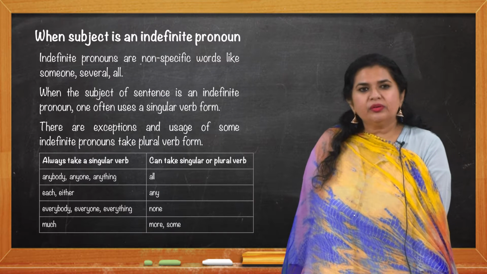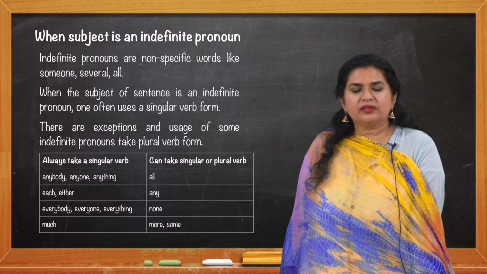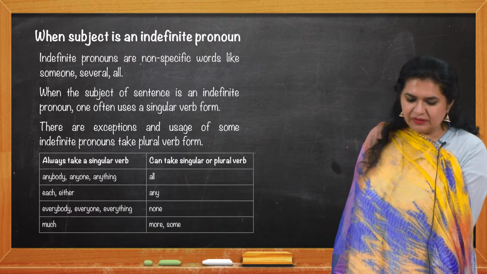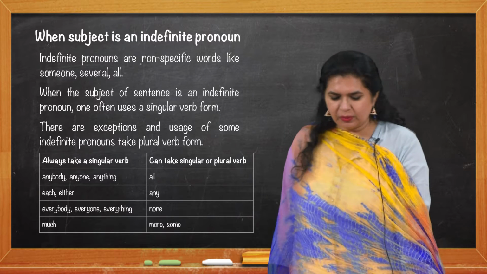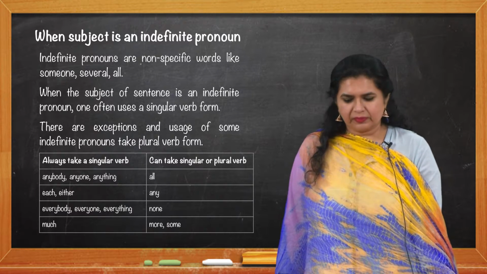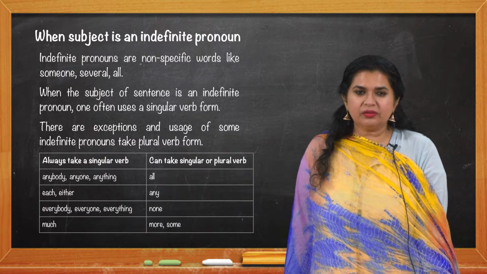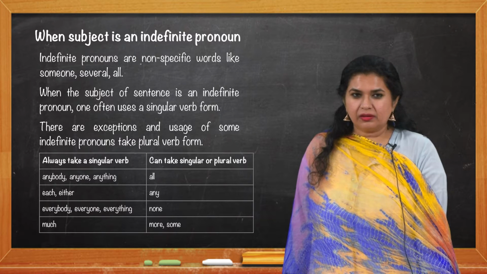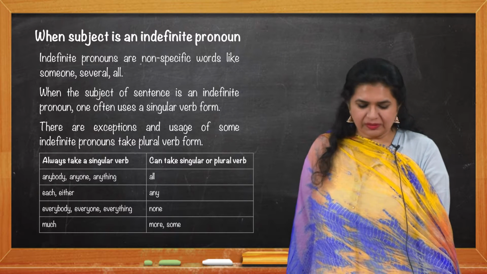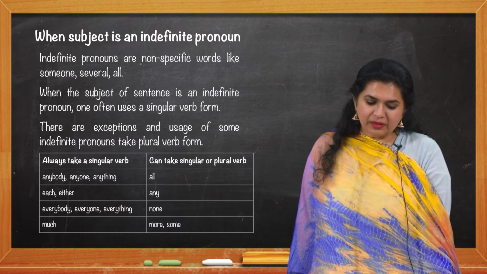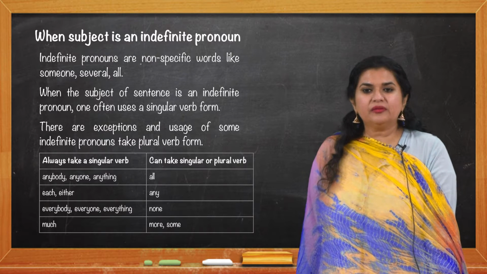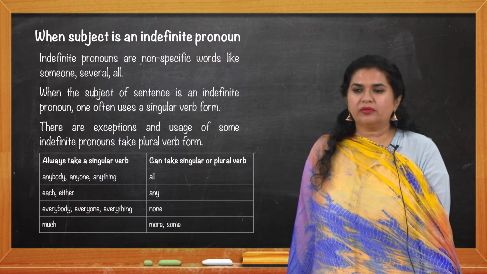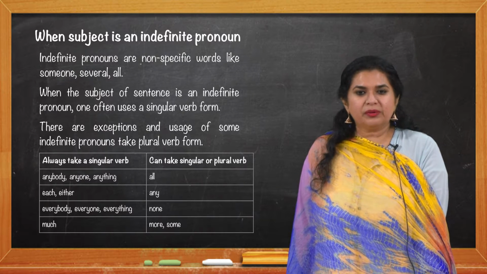Now, let us move on to this concept. When the subject is an indefinite pronoun, what happens? Indefinite pronouns are non-specific words like someone. We are not talking about anyone in particular. We are not saying he or she, but someone, several, all, nothing in particular, no one in specific. When the subject of a sentence is an indefinite pronoun, one often uses a singular verb form. Someone is knocking at my door.